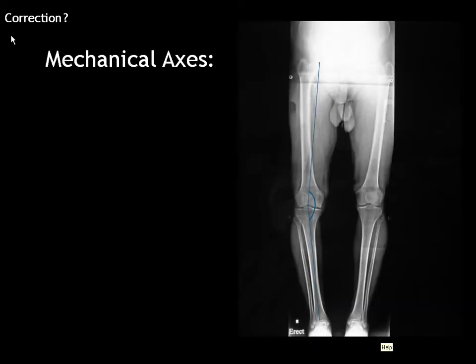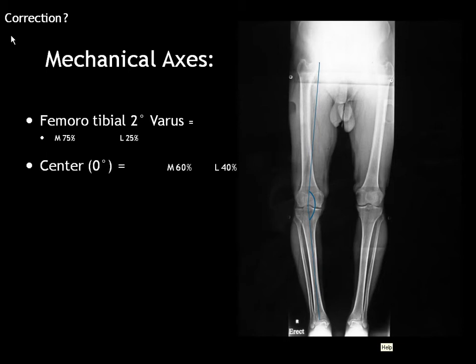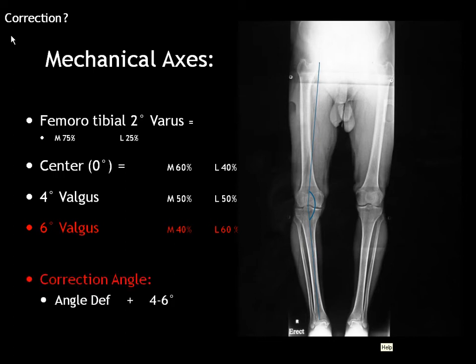If we measure with the mechanical axis, the normal is actually 0 to 2 degrees of valgus, and that gives you a load of about 75% of the weight going through the medial compartment. If it's a straight line, 60% is passing through the medial compartment. At 4 degrees, it's 50-50. And then to unload the medial compartment, you need your mechanical axis to be deviated 6 degrees valgus. So this is our target if you have a medial osteoarthritis. So on this patient, you measure the current angle and then you add 4 to 6 degrees according to the degree of osteoarthritis.